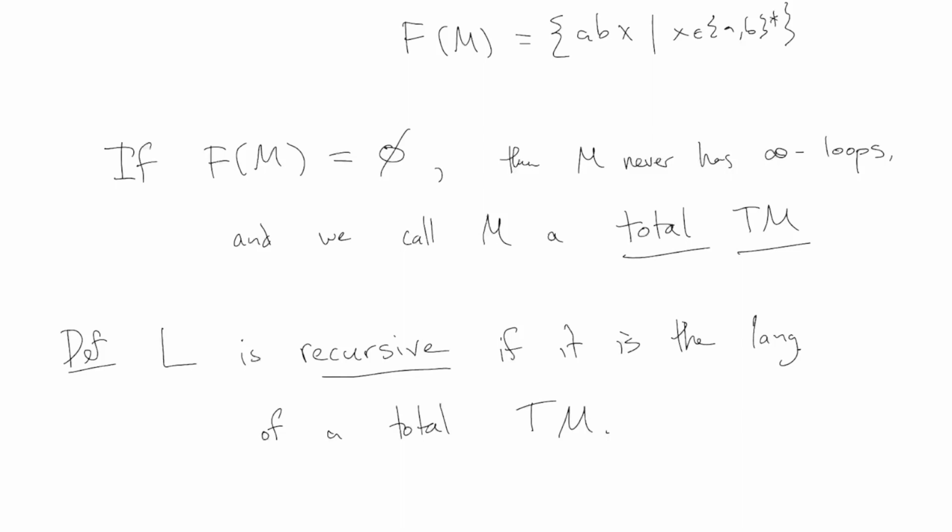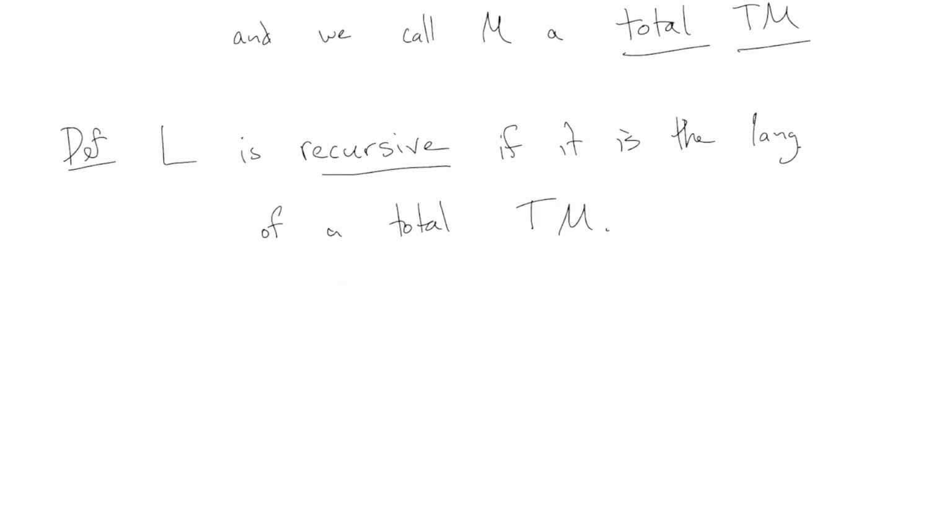That is called recursive. Again, this terminology is borrowed from the lambda calculus, where that word makes more sense. It doesn't make a lot of sense in the language of Turing machines, but we still call it that. Recursive, if it is the language of a total Turing machine. If you recall last time, this is why I said this is confusing.